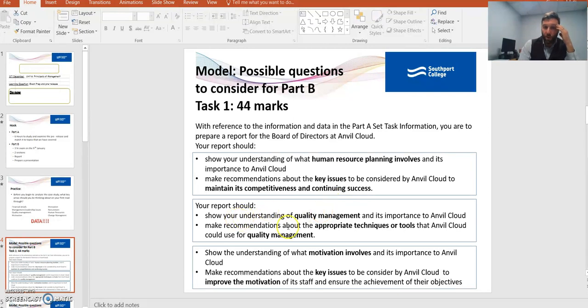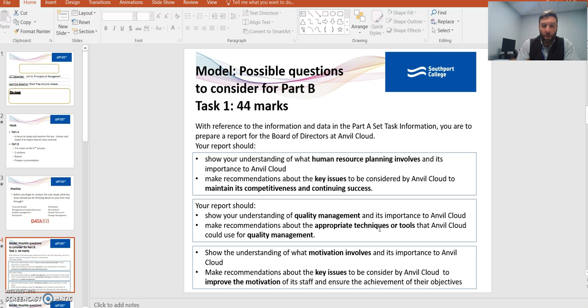Then another question like this: show your understanding of quality management. So what is quality management? How does it work? Make recommendations about the appropriate techniques or tools that they could use to improve quality. Quality doesn't just involve the manufacturing process, it involves the interaction of all workers together as well and how they operate, and how the business can create a quality culture where workers try to contribute to improving the business through their own tasks and how they work.